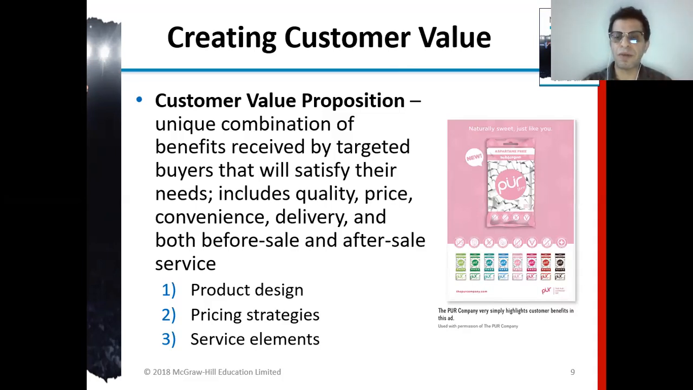So the customer value proposition is a unique combination of benefits received by the target. They see that there is a benefit for them, the target, which is the buyer, that will satisfy their needs, including the quality, price, and convenient delivery, both before sales and after sales. These all have to be packaged together in order to have a good value for your product.